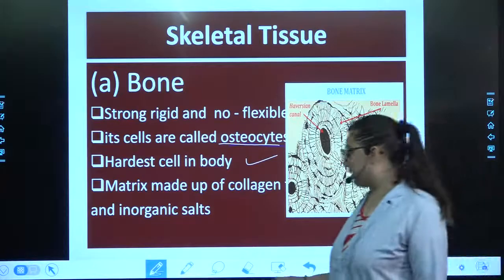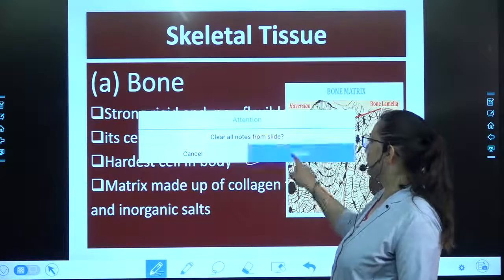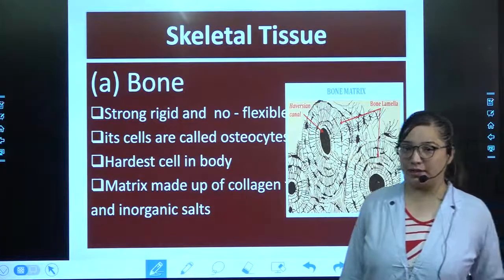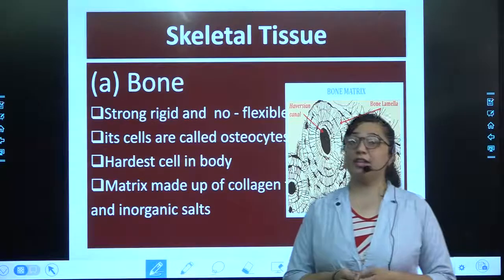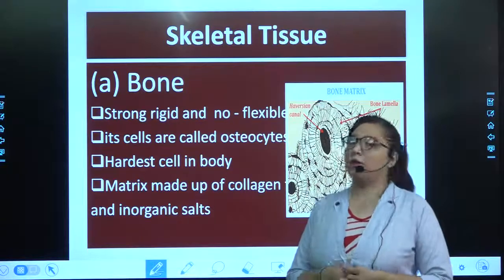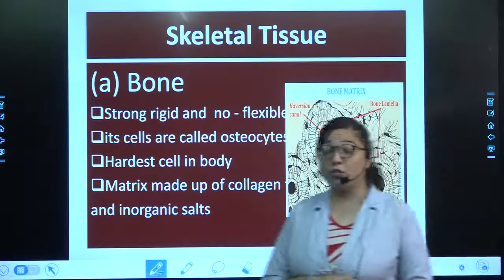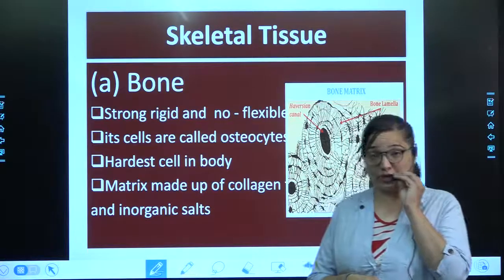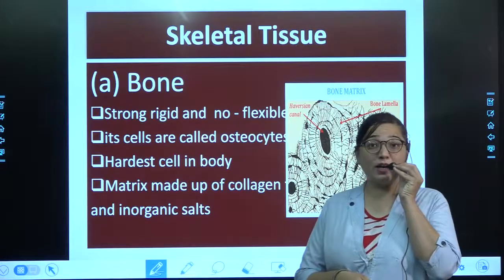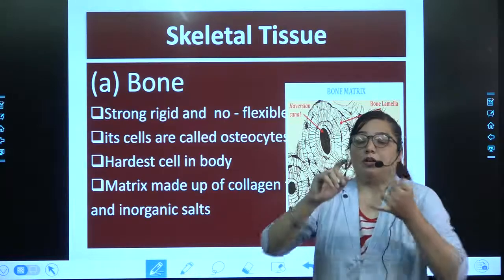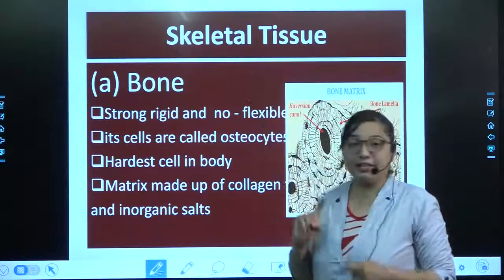Once again, very important points regarding the bone. Strong, rigid and non-flexible. What are its cells called? Osteocytes. What is bone? It is a type of skeletal tissue.